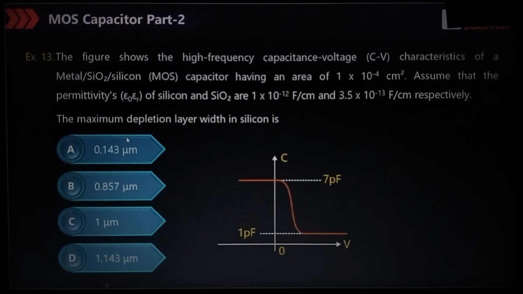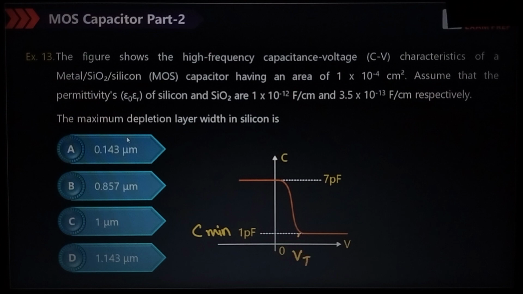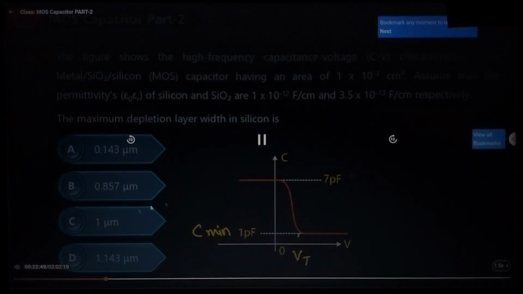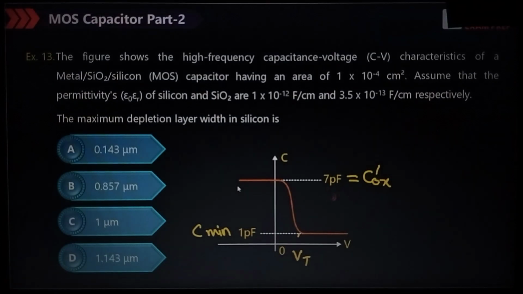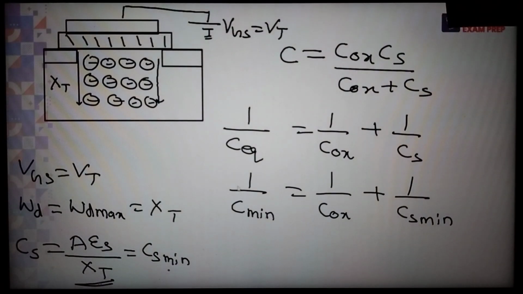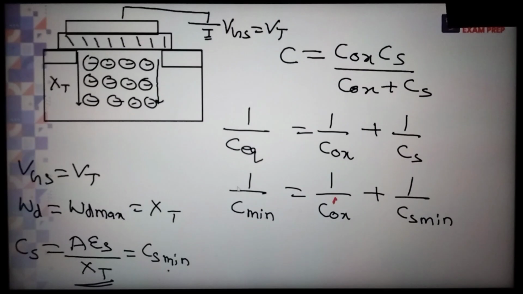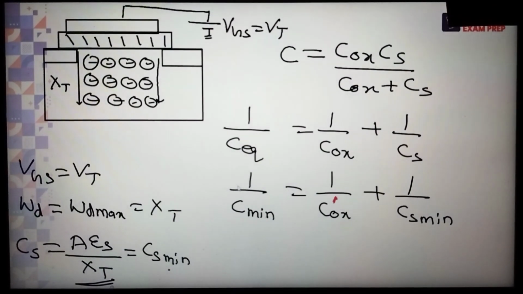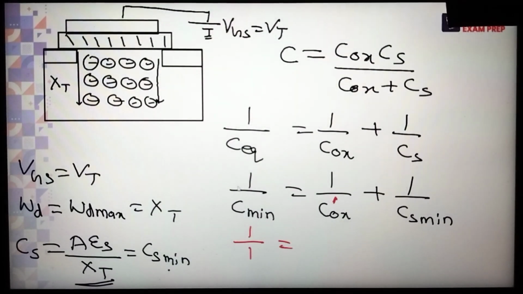In the given C equivalent, where is the C minimum? This is the C minimum. Exactly at 1 picofarad. What is the COX? This is nothing but COX, 7 picofarad COX test. Because it is a complete one, this is the COX test. We have 1 picofarad, so you can find the C minimum, everyone? Yes. 1 picofarad, 1 by 7 plus 1 by CS minimum. Everyone, from this find the 1 by CS minimum. What is the CS minimum? 1 minus 1 by 7 will become 6 by 7, or CS minimum will become 7 by 6. We can find.